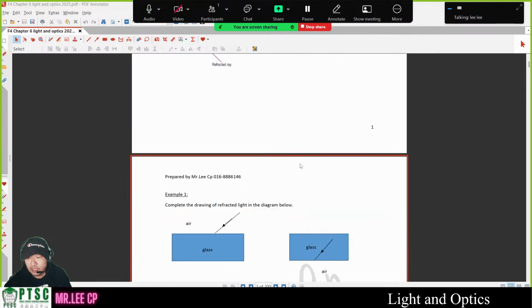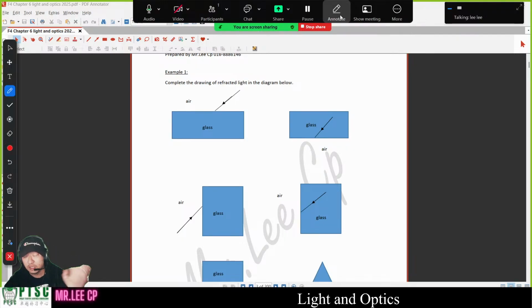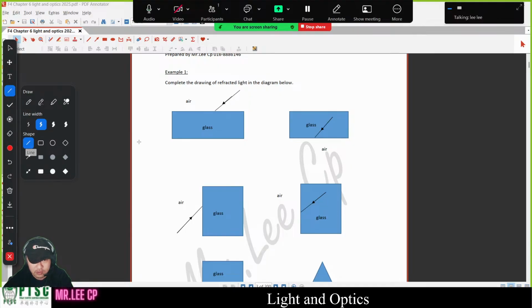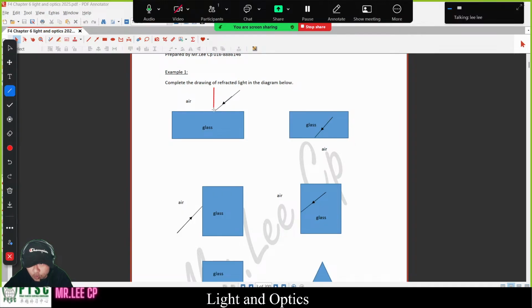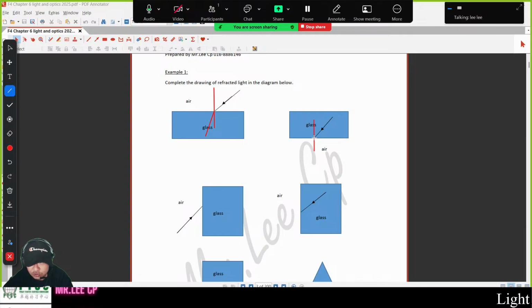Now, after that, you need to know how to draw. I will try to do some very fast. If you have a question, just stop and tell me where your question is. So when you draw here, you need to know where the normal line is. This is the normal line. The light travels into the glass, so it will bend toward the normal. Less dense to denser, toward normal. The light travels out from the glass to the air, so it will bend away from the normal. So this is your answer.